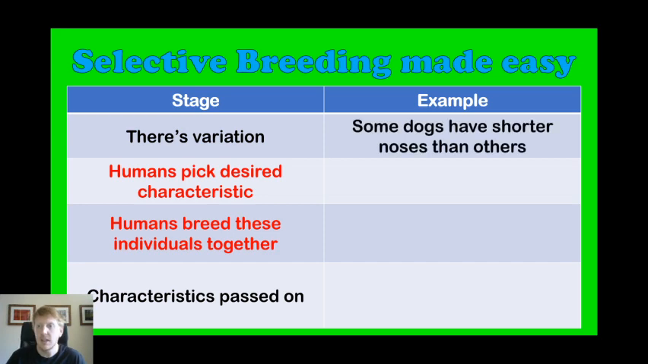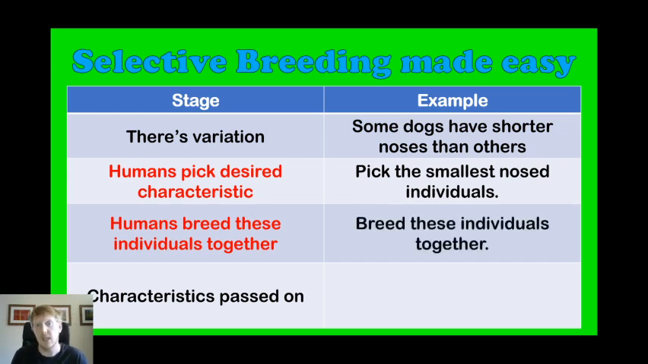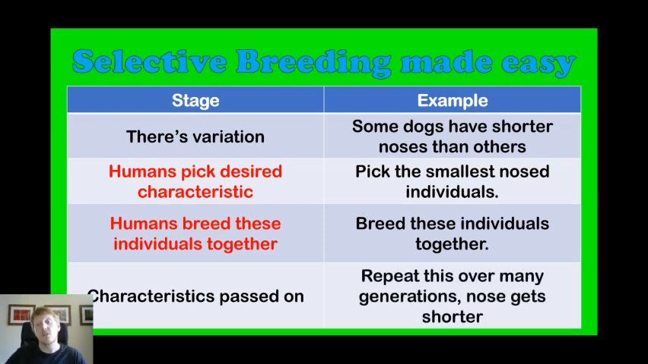So, step 1, some dogs have shorter noses than others, right? So that's variation. And then step 2 is humans pick the desired characteristic. We pick the smallest nosed individuals in that population and we breed these individuals together, okay? We make it so that only short-nosed individuals can breed together. So the short-nosed trait gets passed on to the next generation.